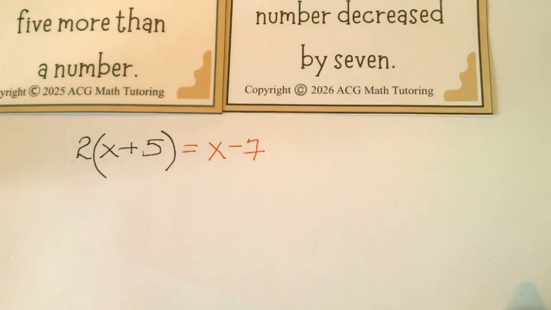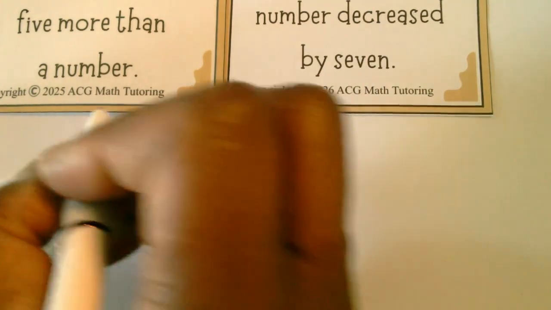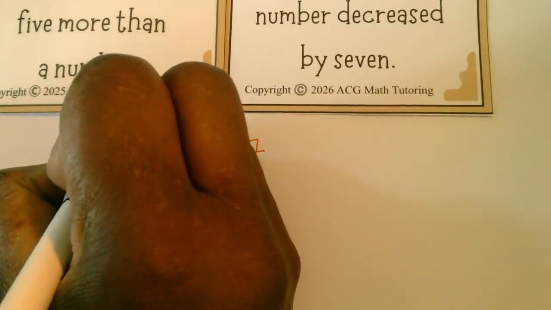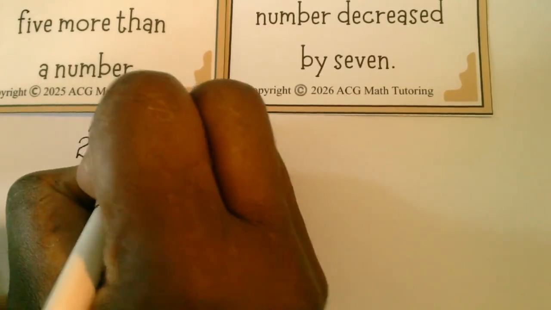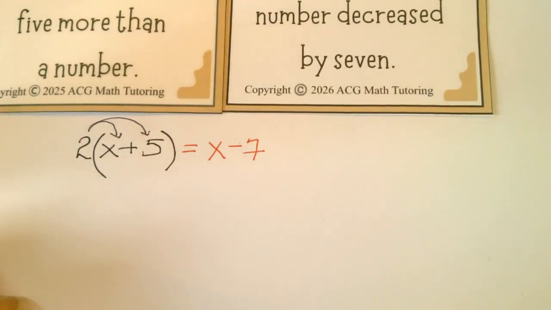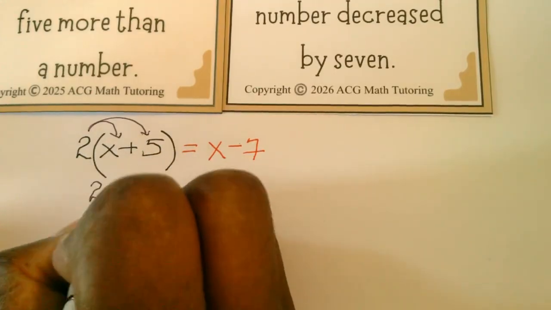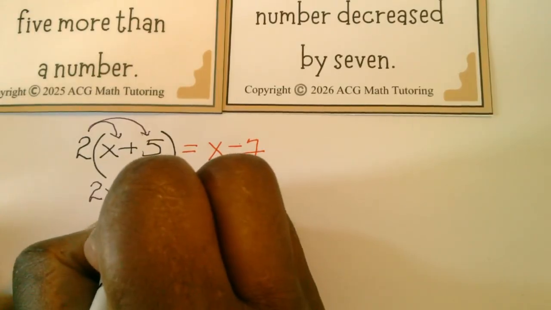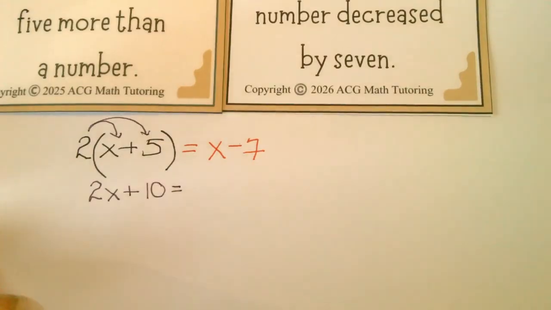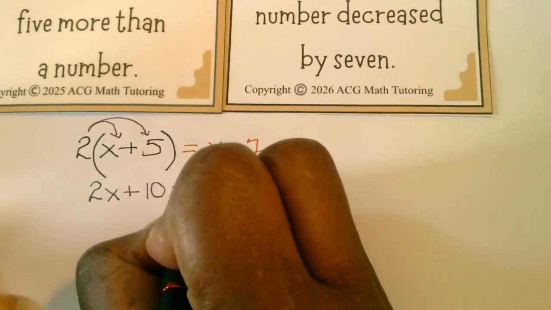So we want to solve for x. Okay. Distribute, the parentheses, distribute. Oh, Samantha. Okay, so we're going to multiply this 2 to everything inside of its parenthesis. So that means we have our 2x plus 2 times 5, which is 10. And then it's going to equal our x minus 7.